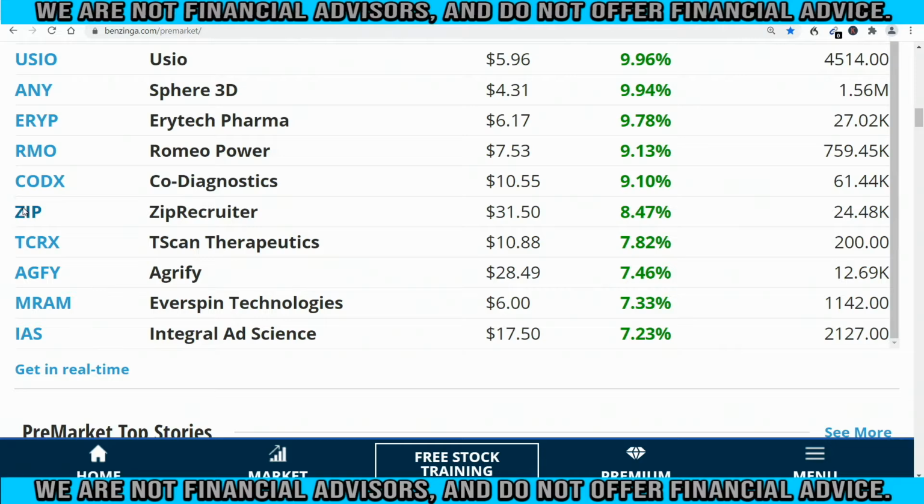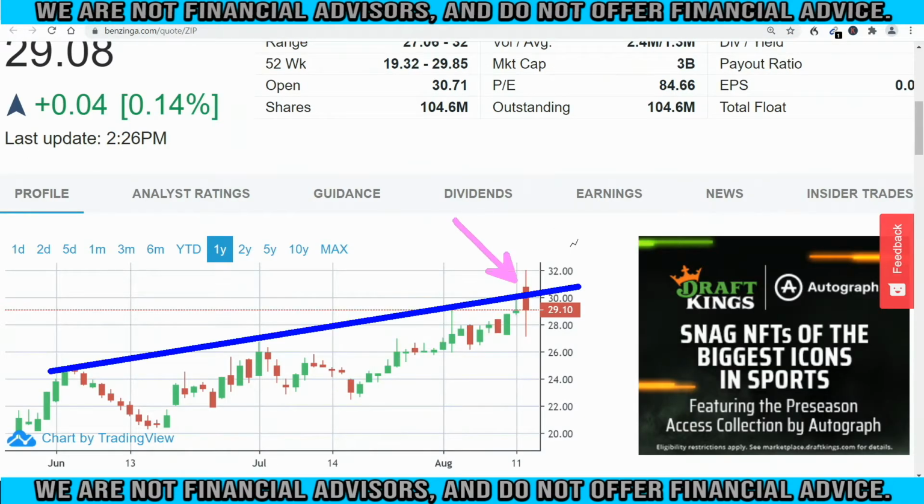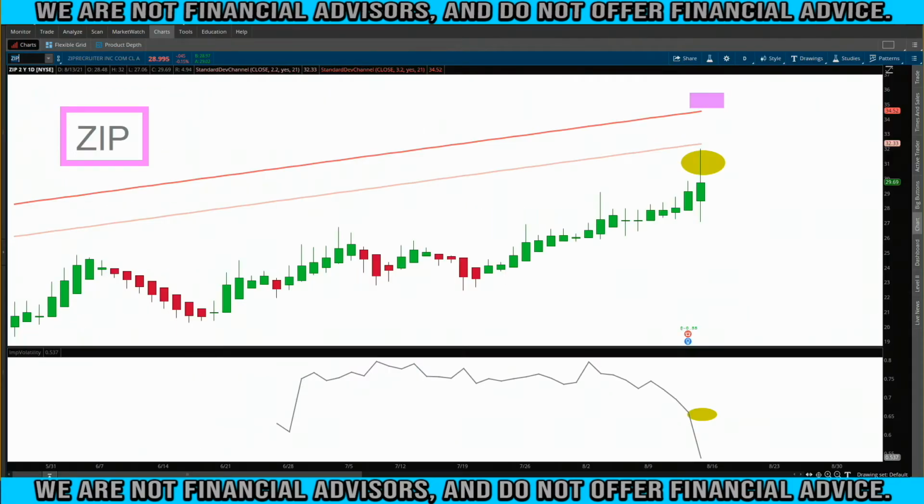Once I see that everything lines up, I click on it, take a quick look at the chart, seeing that we're in an uptrend, definitely coming into some resistance. Now I'm going to check the news and make sure they weren't bought out. After that, I'm going to put the ticker into my Thinkorswim to make sure it meets my rules, up against resistance with the preferred IV over 5.